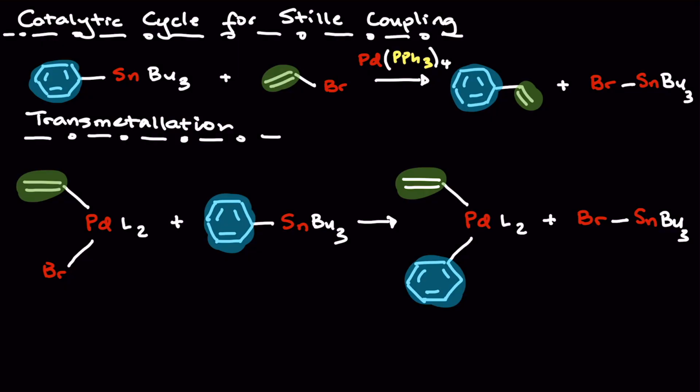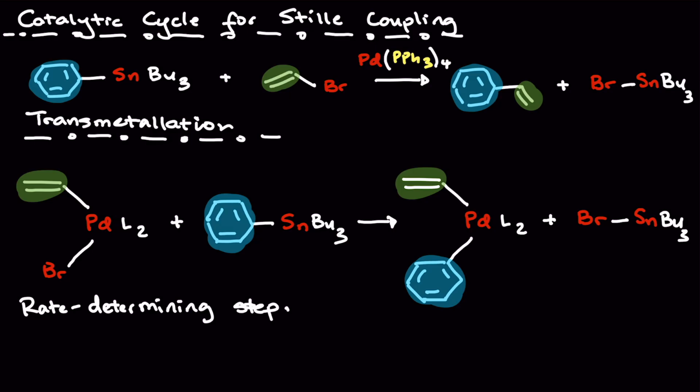And so the group has gone from one metal to another metal. This has also moved the bromine that was on the palladium now to the tin. And so that's why we call it a transmetallation step, because groups are transferring from one metal to another metal. It's important to note that this is the rate determining step of this reaction.